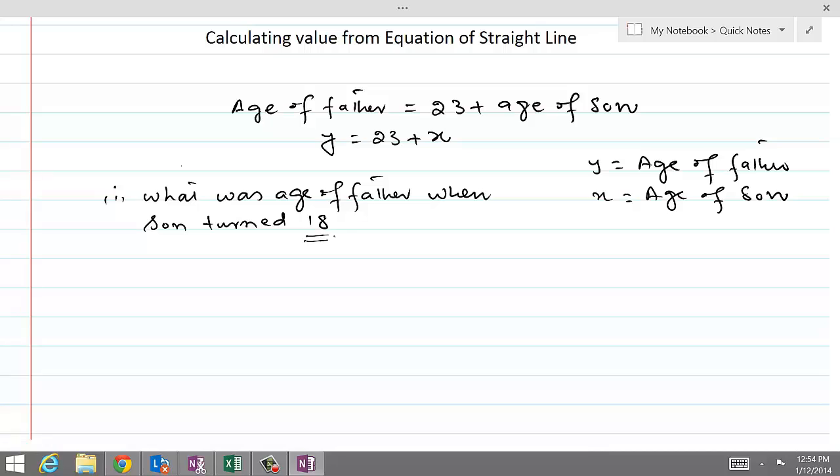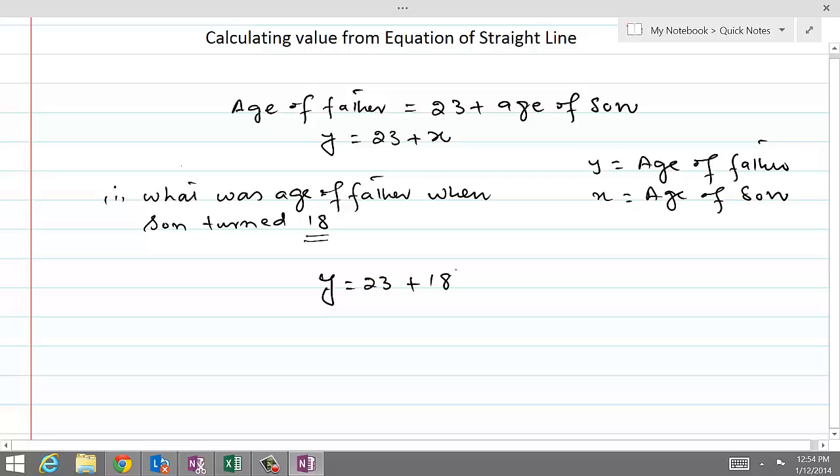So let's calculate y when x was 18. So 23 plus 18, this would give us the age of father when son turned 18. So this is equal to 41. 23 plus 18. Father must be 41 years old when his son turned 18.